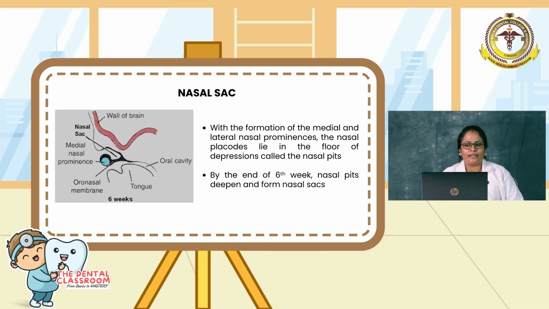Next, coming to the nasal sac. Once the medial and lateral nasal prominences are formed, the nasal placodes sink down into the depression and are called the nasal pits. By the end of the 6th week, these nasal pits deepen further and form a nasal sac. These sacs represent the very early form of the future nasal cavities.